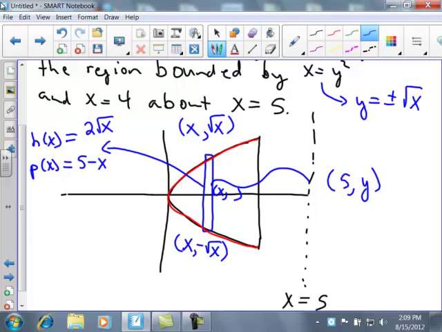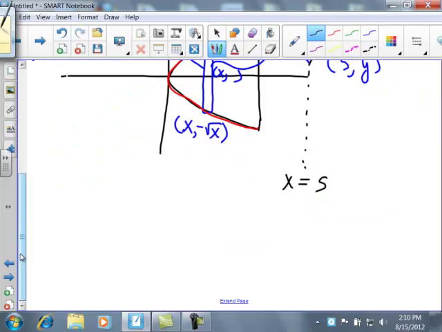Alright, and that's what I need. I need both of those pieces. I need the length of my rectangles, which was 2 square root of x, and I need the distance that I am from my axis of revolution, which I found to be 5 minus x. I need both of those pieces if I'm going to use the shell method. So, I come down here, put all that together with the shell method.